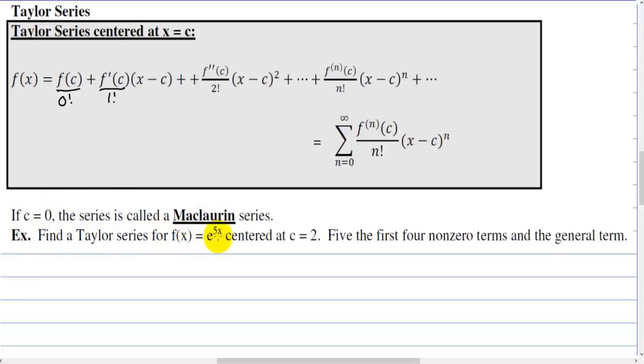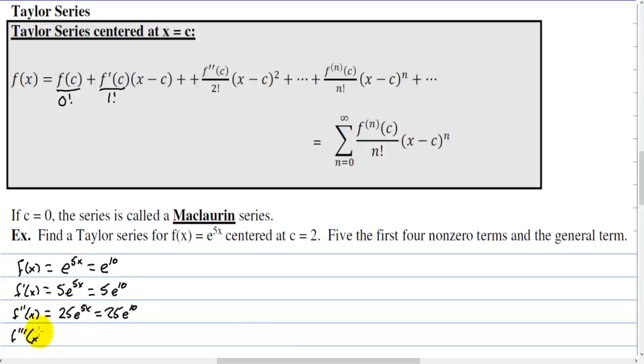Find a Taylor series for f of x equals e to the 5x, centered at c equals 2. Find the first 4 non-zero terms and the general term. So we have f of x equals e to the 5x, and when we evaluate this at 2, we get e to the 10th. Then the first derivative is 5e to the 5x, and that is 5e to the 10th. And then the second derivative is 25e to the 5x, and that's 25e to the 10th. And then the third derivative, and this would be the fourth non-zero term, is 125e to the 5x, and that's 125e to the 10th when we evaluate this at 2.